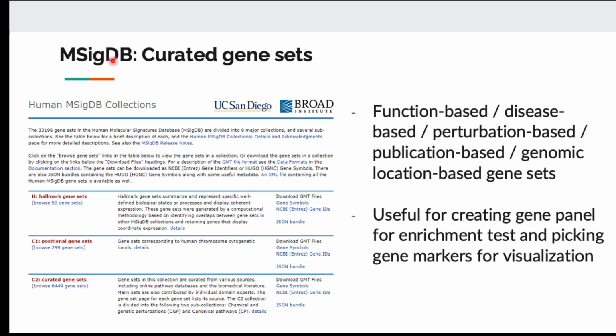So if you are studying other organisms, you still have to go to the individual papers. But if you are analyzing human and mouse, you can try to find the gene set that corresponds to your treatment, your disease, your function on this website.